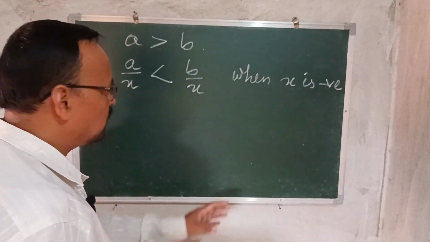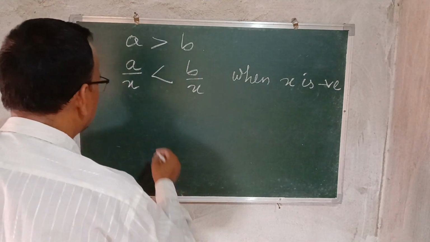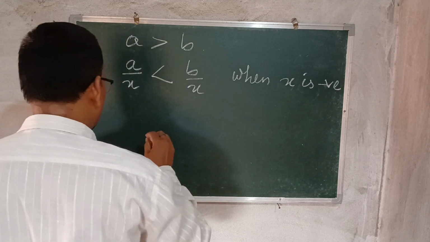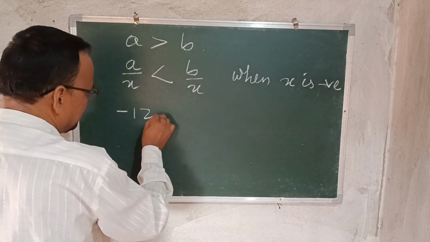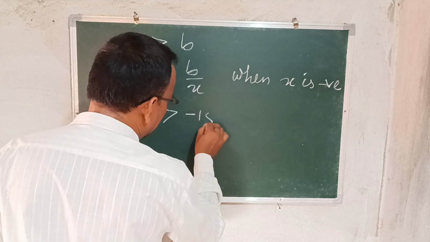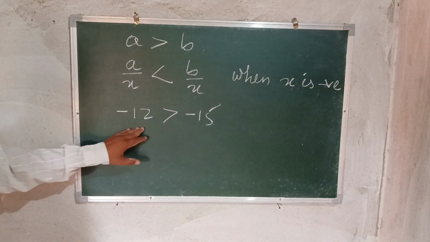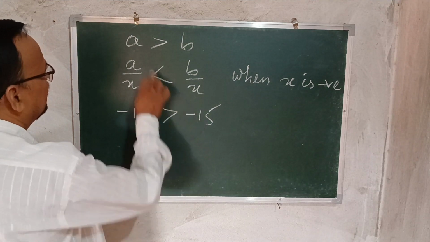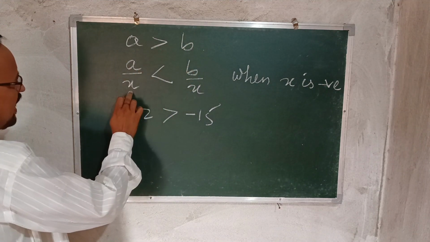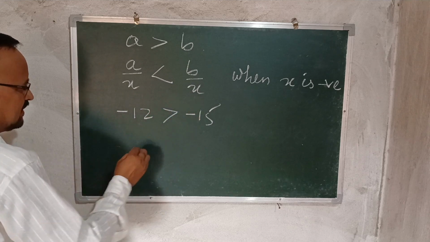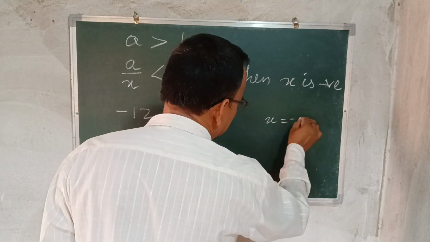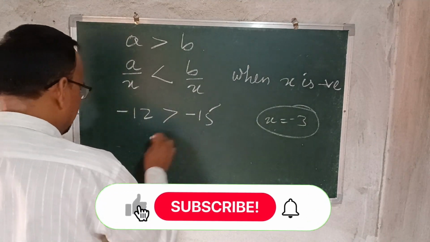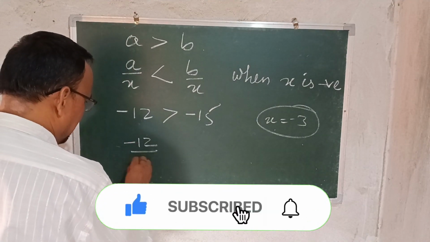Let us take an example to verify this. Suppose a is greater than b. We take the example minus 12 is greater than minus 15. We know well that minus 12 is greater than minus 15. This is a and this is b, so a is greater than b. Suppose we divide by x, where x is equal to minus 3. Now, what will that be? Minus 12 divided by minus 3.